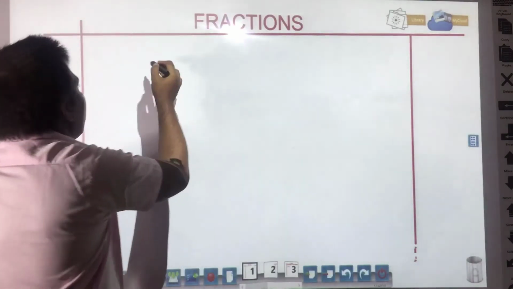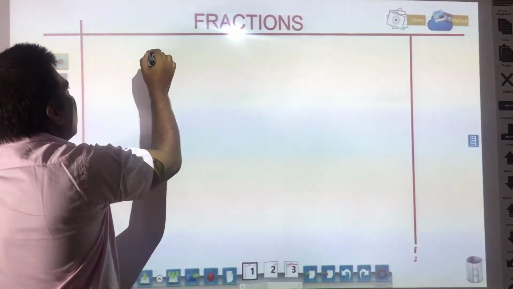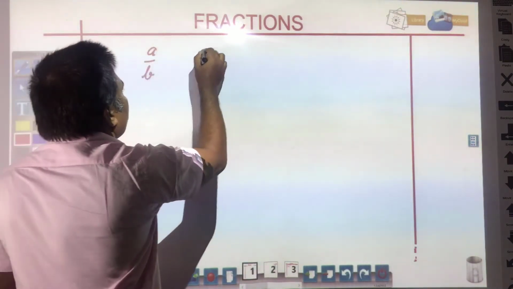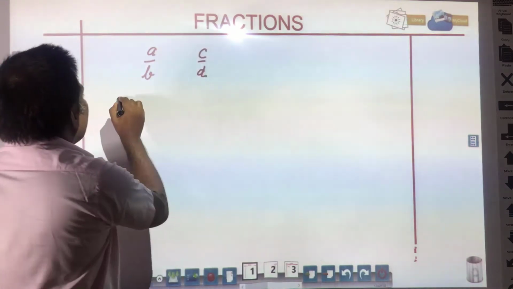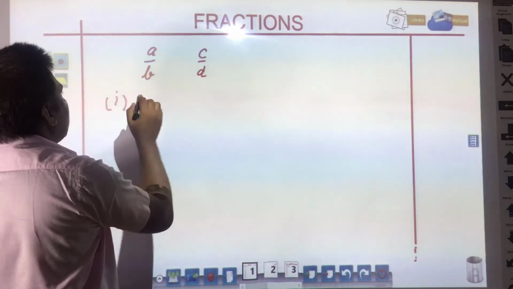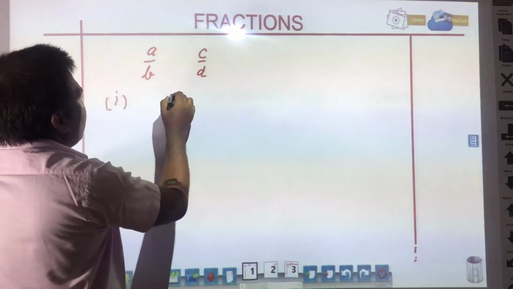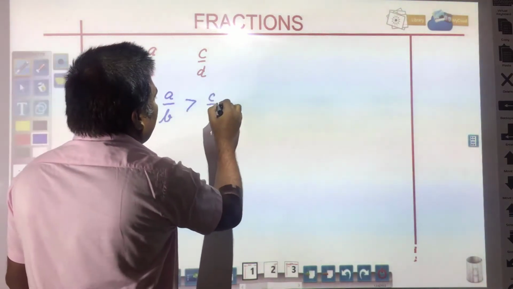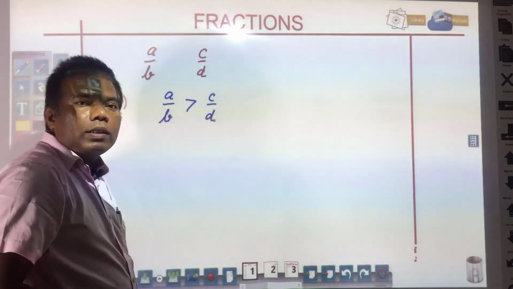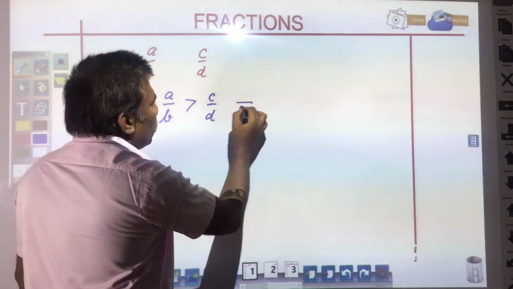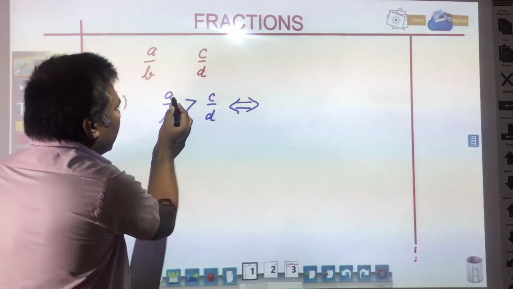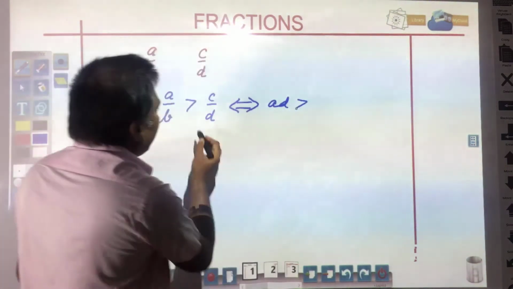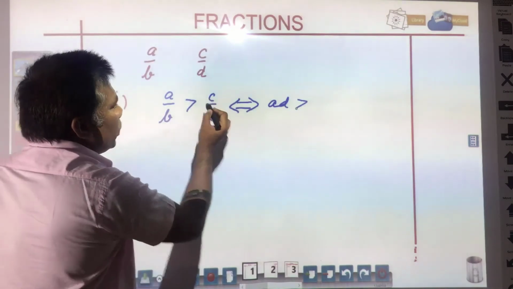Suppose you see what has been given. If you have any fractions A by B and C by D, in the first case, suppose A by B is greater than C by D, then in this case what will be true? This will imply A into D, AD, will be greater than B into C.